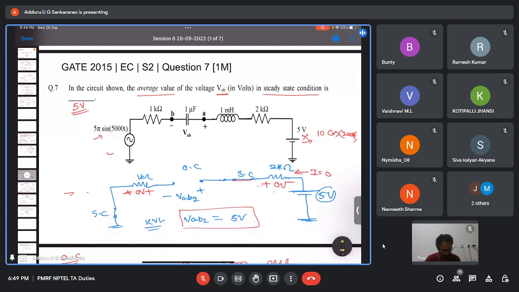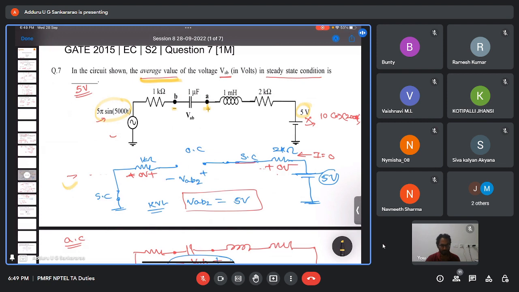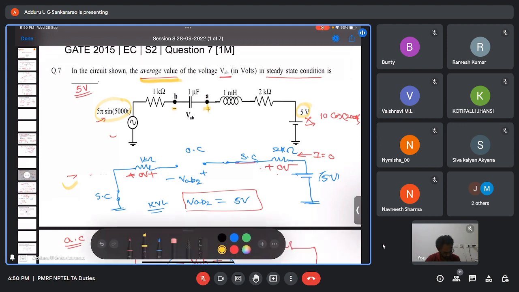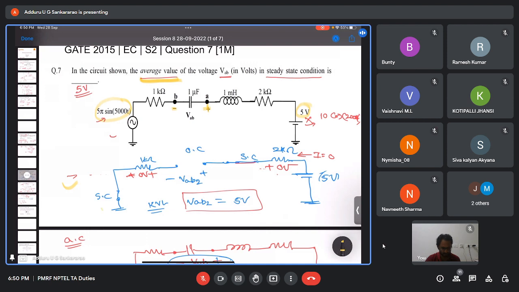We need to find out the average value across the capacitor. This one. Now we have two sources here, one AC source, one DC source. What we will do, we will consider one source at a time. First, I'm considering the DC source. When I consider the DC source, only 5 volts is present here, and the AC source I'm just short circuiting.